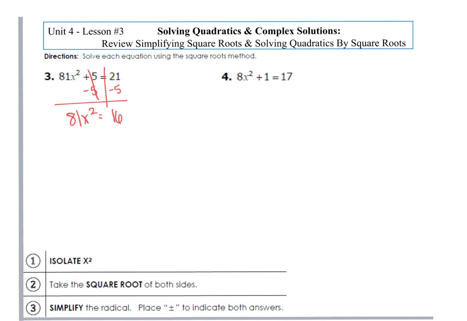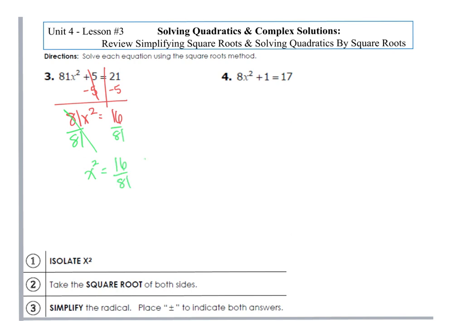Now we have to divide both sides by the number in front of x squared to finish isolating. So divide by 81, divide by 81. At this point, 16 divided by 81 would result in a decimal if we divided. We don't like dealing with decimals, especially when we're dealing with square roots. I'm going to leave this as a fraction, 16 over 81.